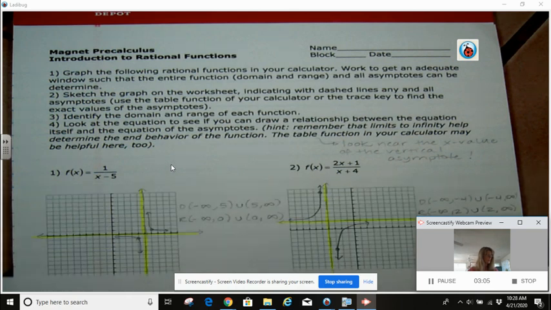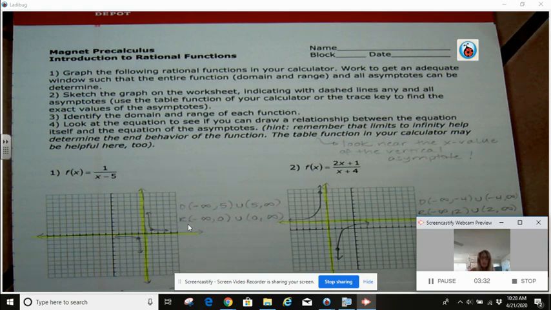So the first function is your very basic y equals 1 over x minus 5. You have a vertical asymptote at x equals 5, a horizontal asymptote at y equals 0, and a couple points that you can get off your calculator from the table to get your curves. You're always going to have curves around your vertical asymptote. So if there's one vertical asymptote, you'll have some curve to the left and some curve to the right.